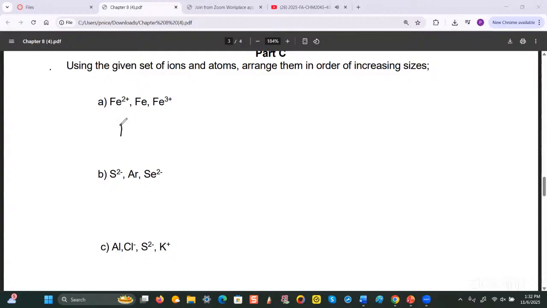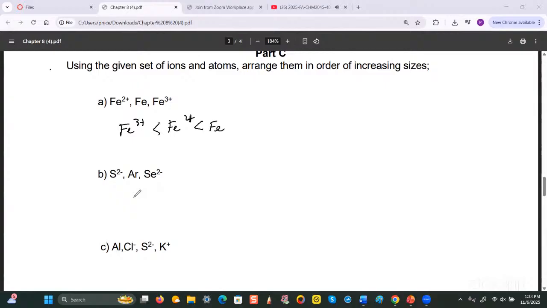Fe3+. Fe3+ is indeed correct, followed by Fe2+, and then Fe. Very good. And the reason is that Fe3+ has fewer electrons compared to the others, so the nuclear charge pulling them together would be greater, and therefore it would be smaller. And then Fe2+ would be the next in line, followed by Fe. All right. Okay, very good. Let's look at the second series. You have sulfide, argon, and selenide.